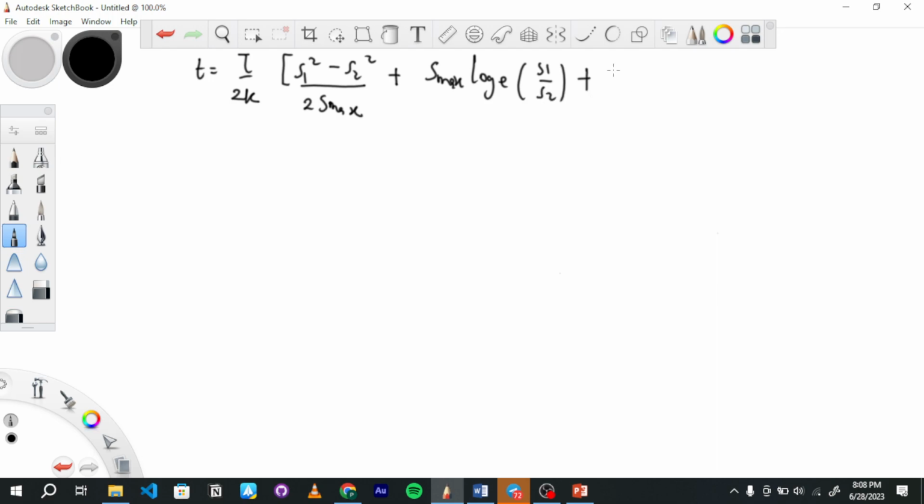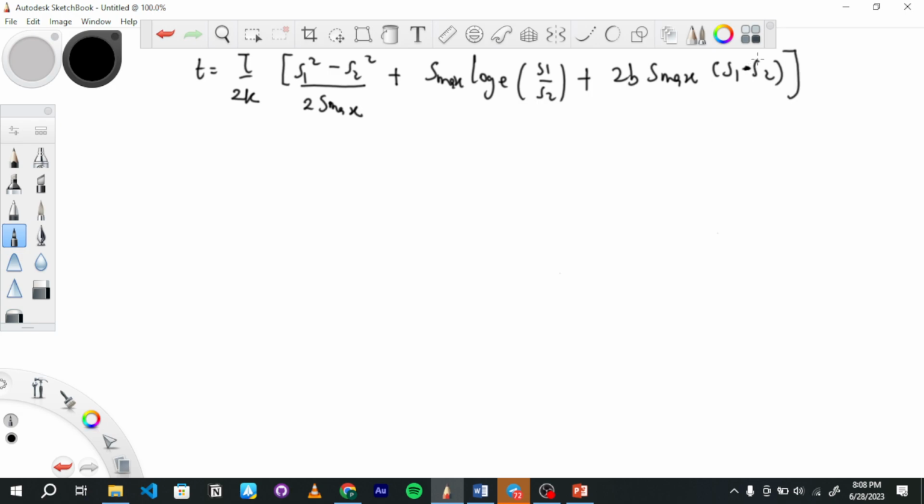You can be asked to compute the traveling time T, right? Traveling time T is equal to tau over 2k, multiplying (s1 squared minus s2 squared) over 2 s m max, plus s m max log to the base e of s1 over s2, plus 2b s max (s1 minus s2). So this is the formula we use to compute the traveling time of an induction motor.